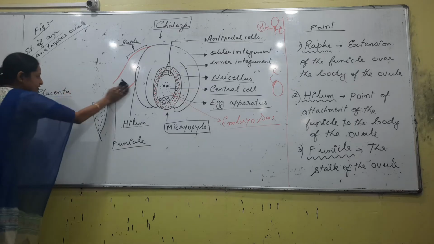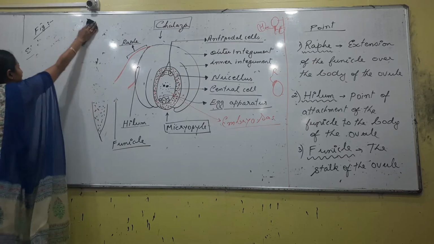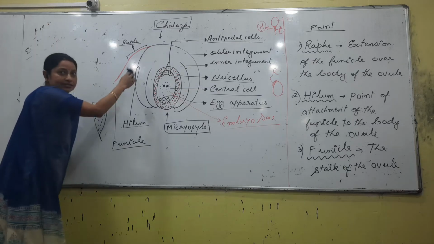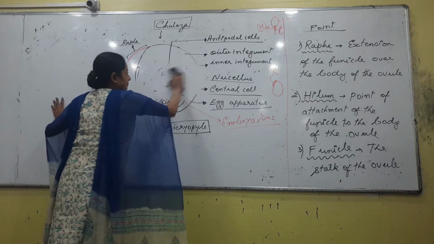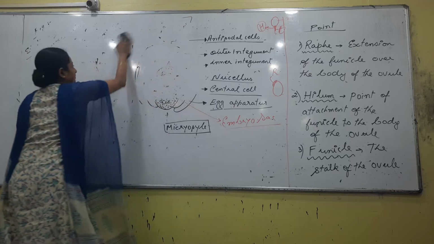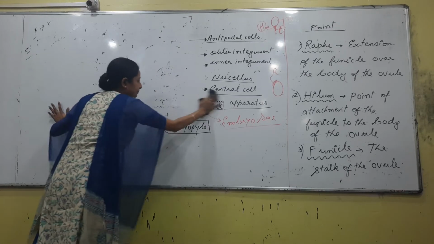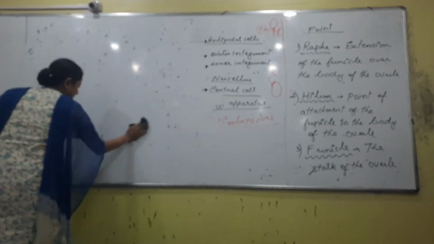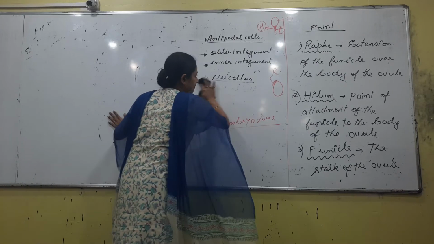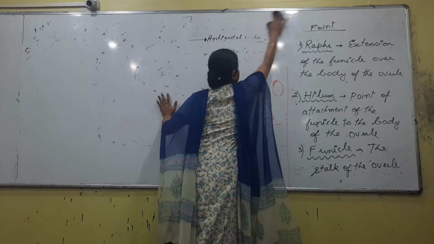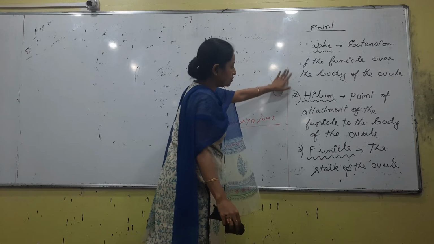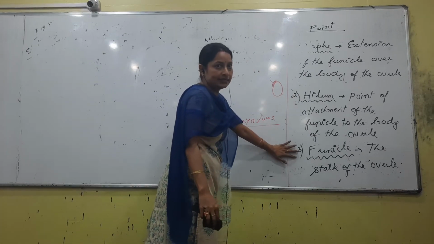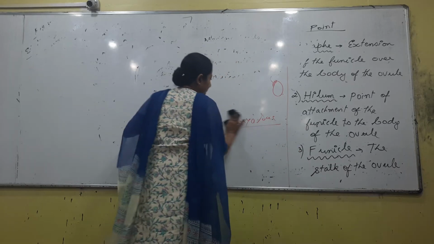So if the structure is over, we'll write certain points. Can I rub this? Okay, we are writing the points itself, no? So 1, 2, 3 we have already written. So number 4 we'll write now.